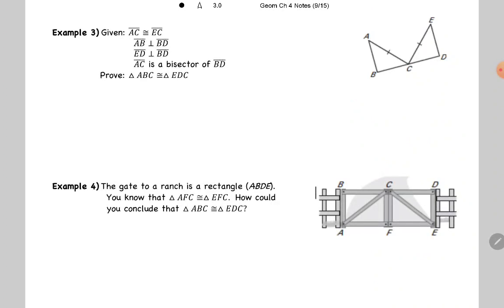Okay, here we go. Let's do another proof. AC is congruent to EC. AB is perpendicular to BD. So guess what? That's going to make a right angle here. And ED is perpendicular to BD, so that's going to make a right angle there. And AC is the bisector of BD, so this is technically a midpoint.